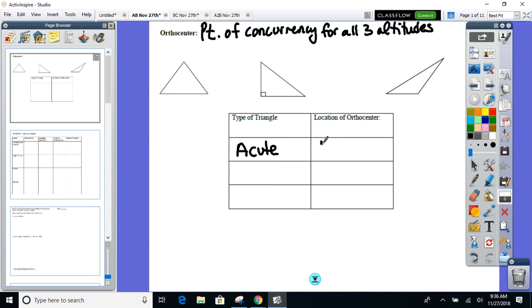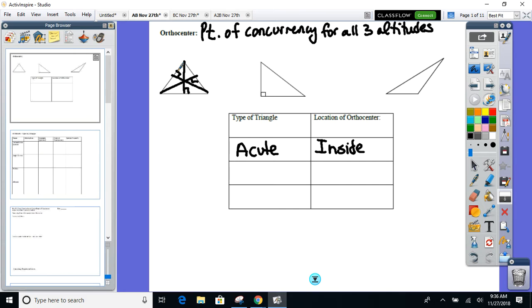On a triangle, it will be located somewhere inside. And here is why. If you have an acute triangle, all three of the altitudes are somewhere inside. The altitudes will never be outside anywhere.